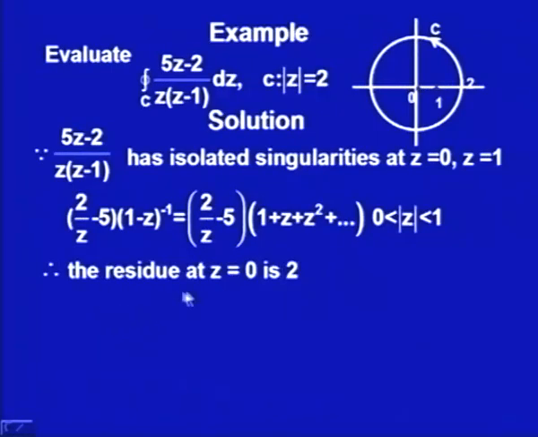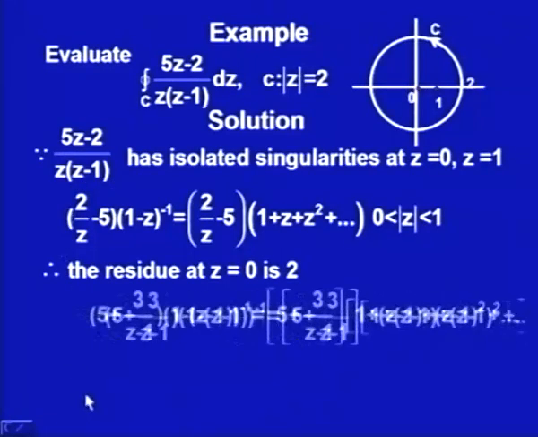So, the residue at z equal to 0 is 2. Now, we have to find out the residue at z equal to 1. For this, what do I want? I want my expansion to be valid for mod z greater than 1, or moreover we would like mod z minus 1 to be less than this one. So, we will try to write the expansion such that this is valid. Let us see how we are going to write.